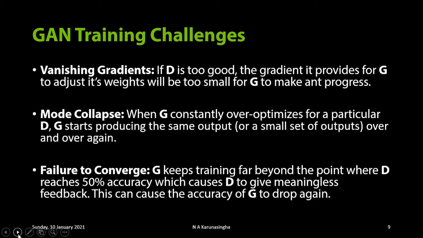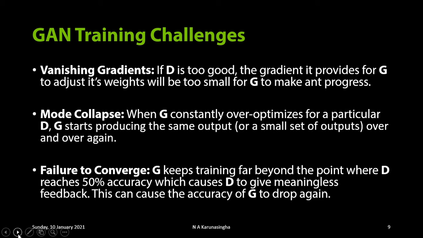The second challenge is called mode collapse. This is when the generator is too good and it constantly over optimizes for a particular discriminator. And when it does this, the discriminator says that there is really nothing to change in the generator. So what happens is the generator keeps producing the same output or cycles between a small set of outputs over and over again. One of the objectives with GANs is to create a wide variety of fake data that can pass off as real. But if it comes to this mode collapse situation, then the generator will continuously output the same output or a small set of outputs over and over again.